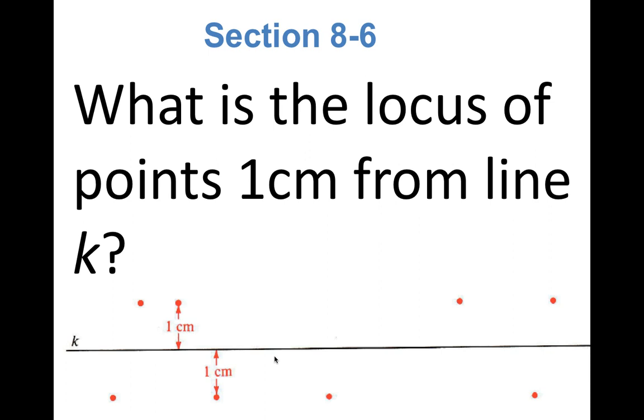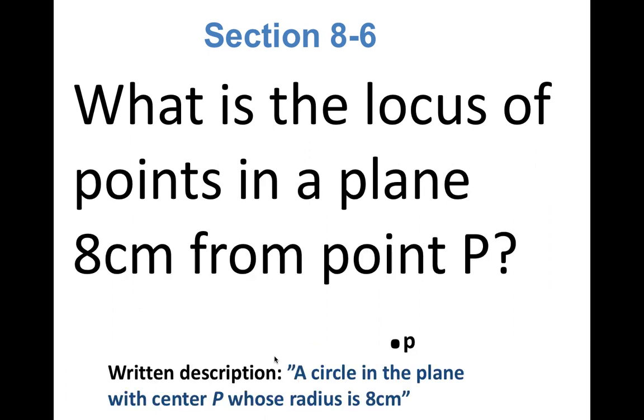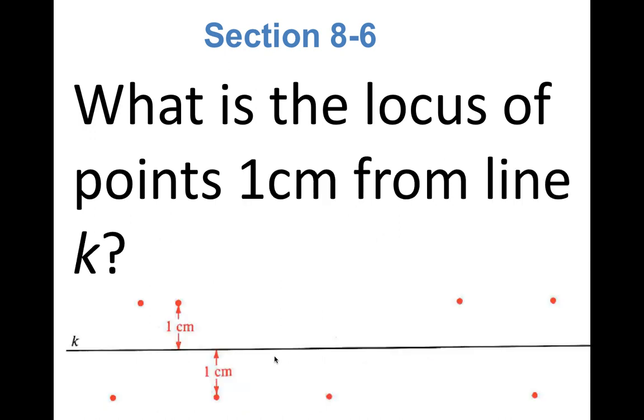This one doesn't have anything to do with conic sections. Another reason I have this here is because circles, one of the conic sections, are a locus, right? It's a set of points that are all equidistant from a fixed point within a plane. What is the locus of points 1 centimeter from line K?